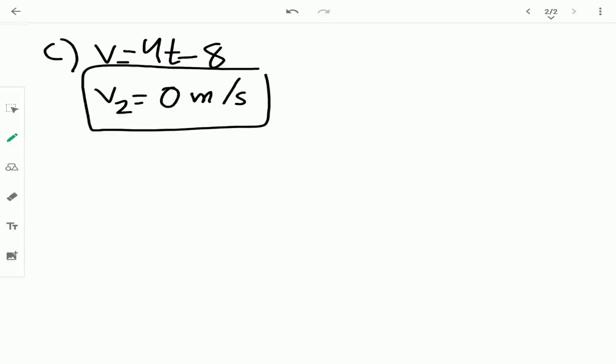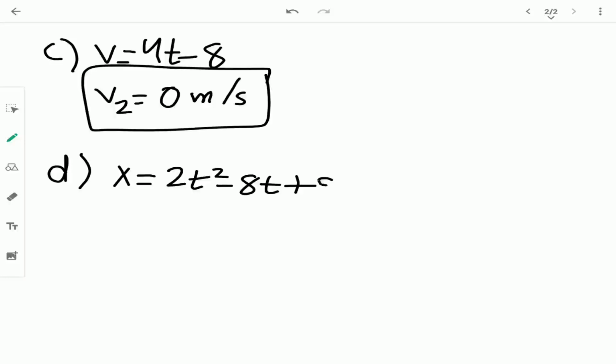And now let's go to part D. Part D is the hardest question of all of these 4 questions. At what time does it pass through the origin? Now we know that the formula for the position is 2t squared minus 8t plus 5, right? So now they're asking us what is the time that makes the position 0? At what time is the position at the origin? So what we do is we substitute 0. 0 equals 2t squared minus 8t plus 5.